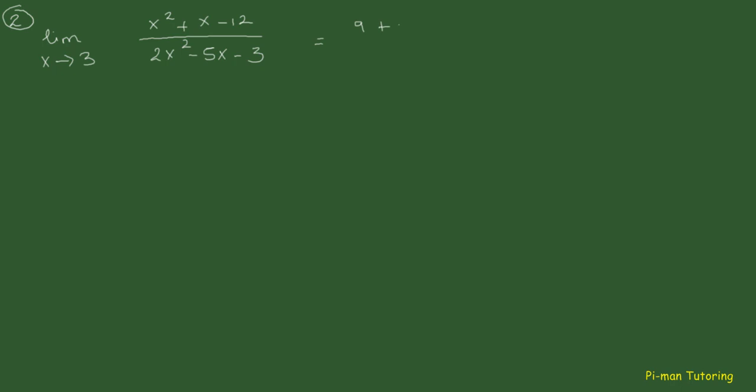9 plus 3 minus 12 divided by 18 minus 15 minus 3. So we get 0 divided by 0. So we get an indeterminate value of the limit. So in this case, for polynomials like this, our next step is to try factoring. And the reason we do this is to hopefully eliminate the factor which is producing the zeros.